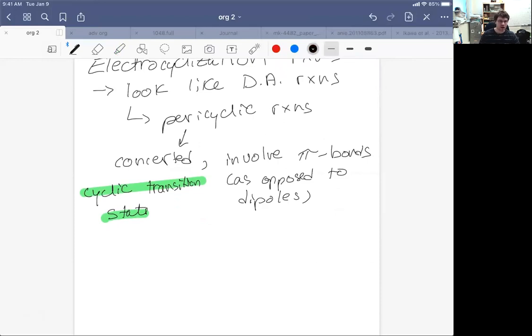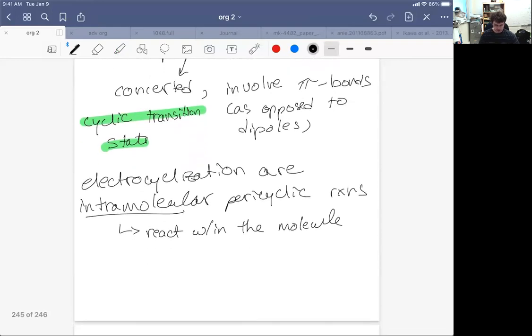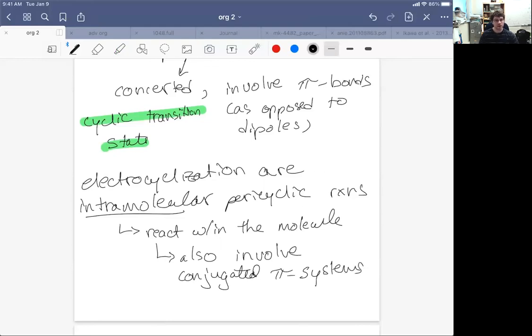So electrocyclization reactions are a type of reaction that is intramolecular. So these are intramolecular pericyclic reactions. That means they react within the molecule. In addition to being intramolecular, they also involve conjugated pi systems, and they are actually classified by the number of pi electrons that are used.